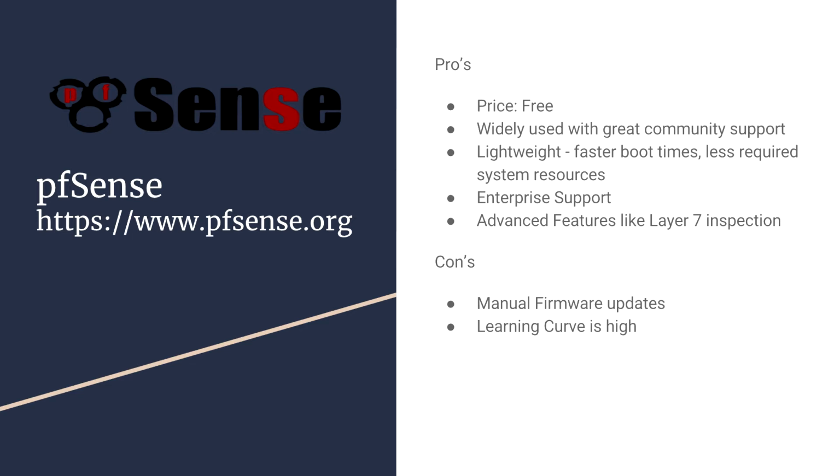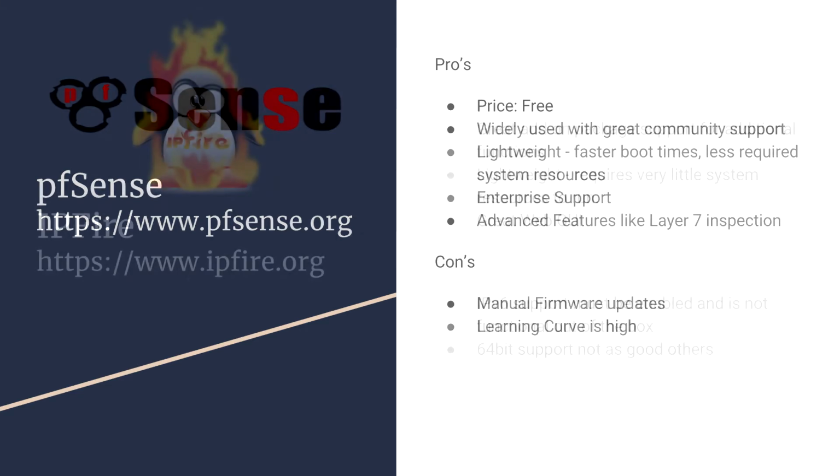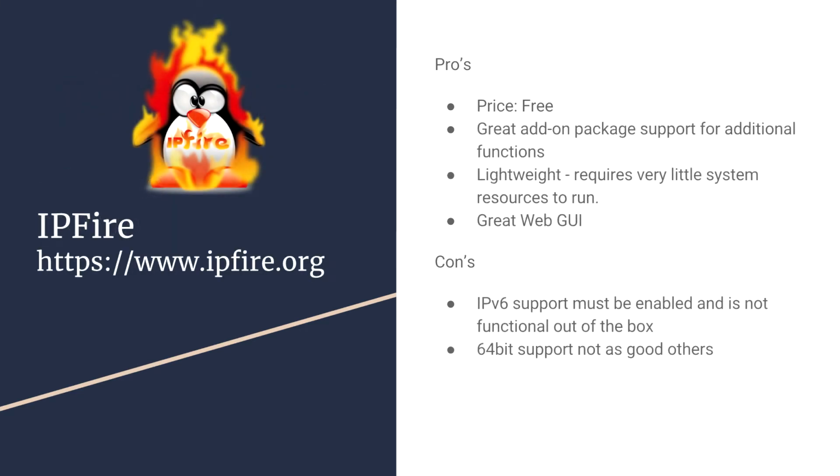The second firewall we looked at was IPFire. This is open source also. Pros are it's free, of course. Has great add-on package support for additional functions. It's lightweight and has a great web GUI. Cons are that IPv6 has to be enabled. It's not functional out of the box, and 64-bit support is not as good as others.